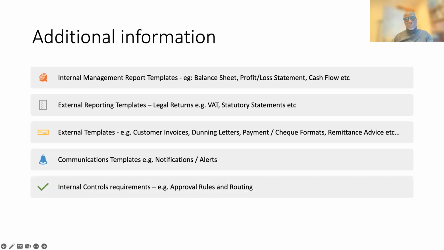And also any internal control requirements like approvals. They may say that yes, every cost center manager needs to be able to review certain transactions, or if they're making a purchase of a certain type, then it needs to go to maybe the budget owner. Those are the kind of questions you need to ask at this point as well, and any other information that you believe is relevant.